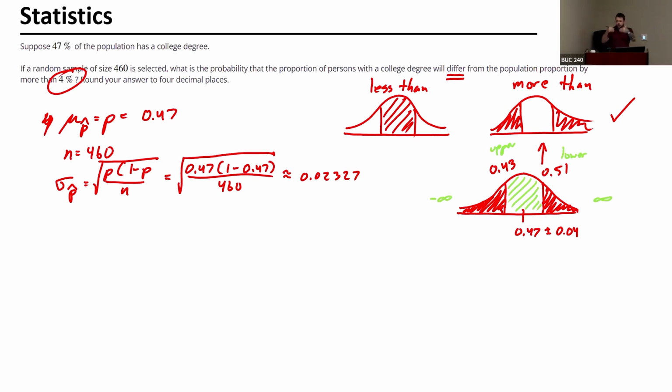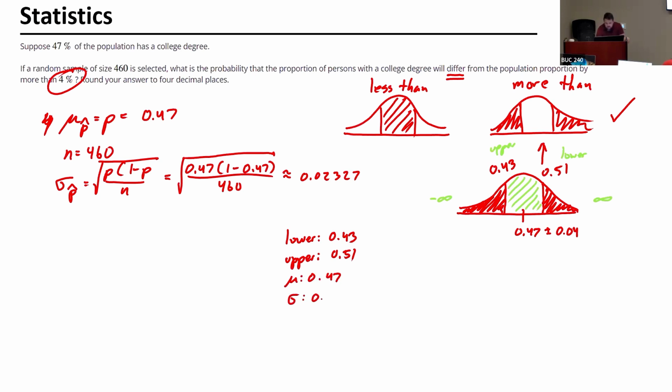So it's really up to you what you decide to do whenever it says more than. When it says less than, you're kind of hemmed into doing it that way. But does everybody get what I just said on that one? There's a lot of different ways you can do it. Me, I'm gonna go ahead and do it the opposite way, where I'm gonna take the complement. I'm gonna come in here and go, okay, well, my lower is going to give me that 0.43. My upper is going to be the 0.51. I have the mean here at 0.47. I have that standard deviation of 0.02327.